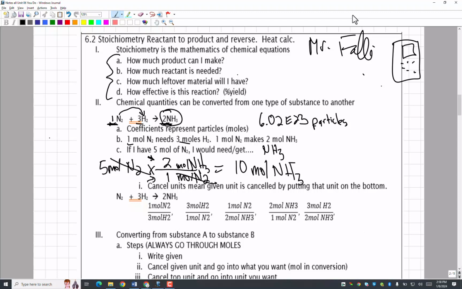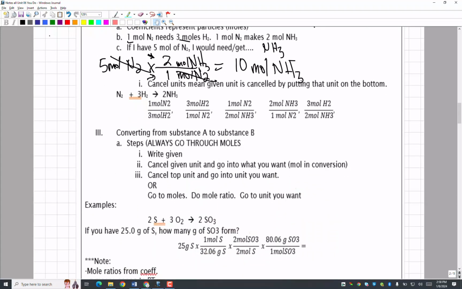Okay, moving right along. We need to cancel units. That means your given unit is canceled by putting it on the bottom. That sounds familiar, right? Again, my given unit is canceled by putting it on the bottom, and then top and bottom have to equal each other. These are called mole ratios, and I'm happy to say we don't need to list the mole ratios anymore, but these are equal to each other.